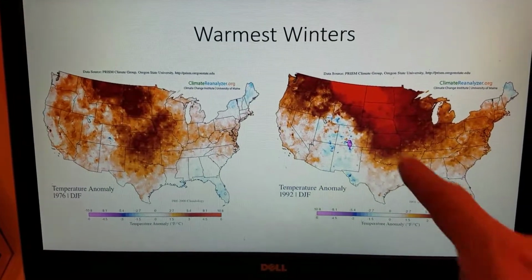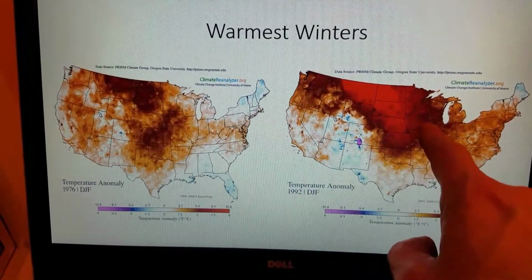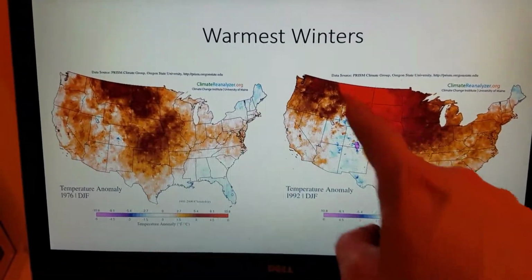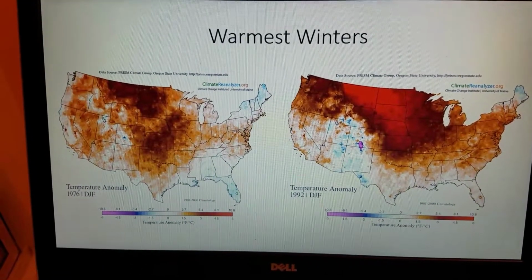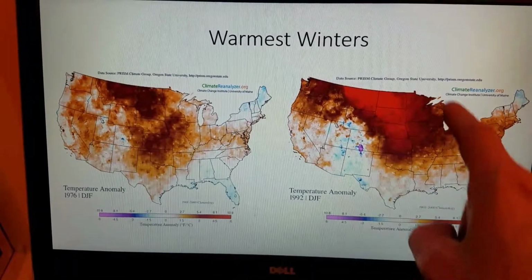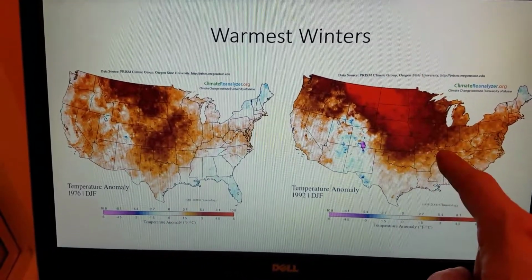1992 was even warmer, especially across the upper plains states, the northern plains: eastern Montana, North and South Dakota, and Nebraska specifically. That's where the warmest winter weather was in 1992.